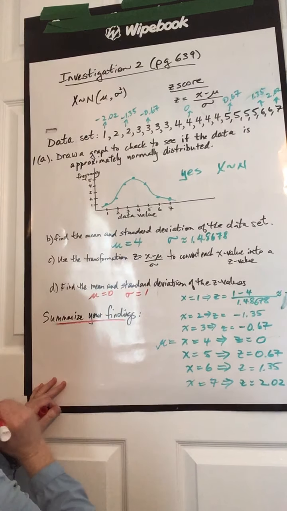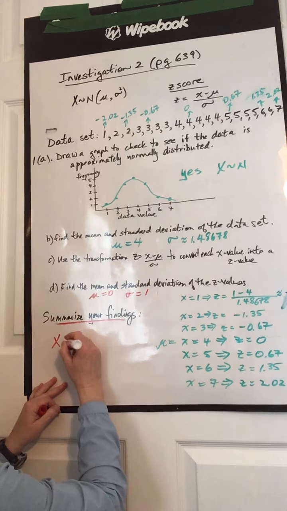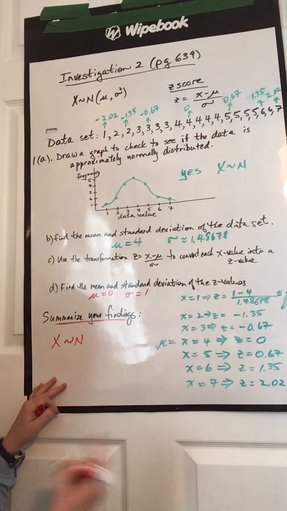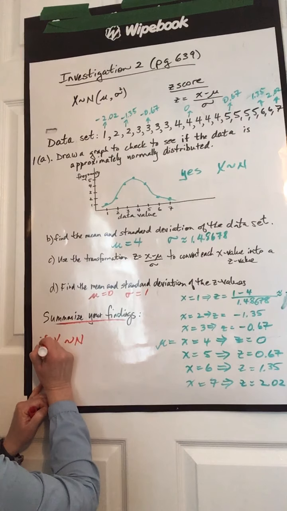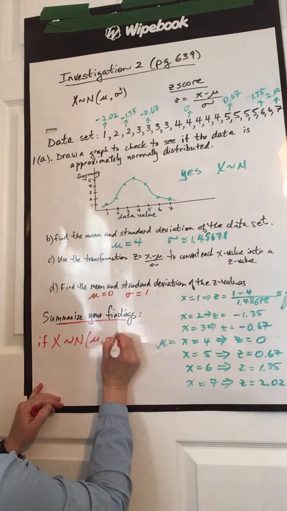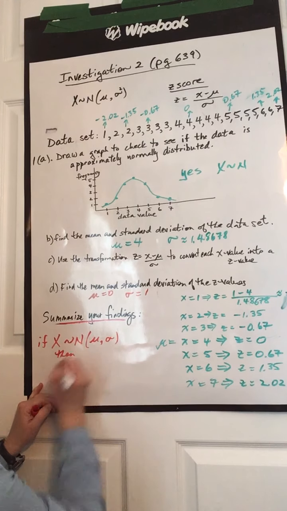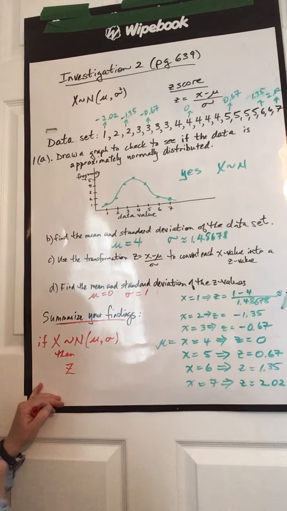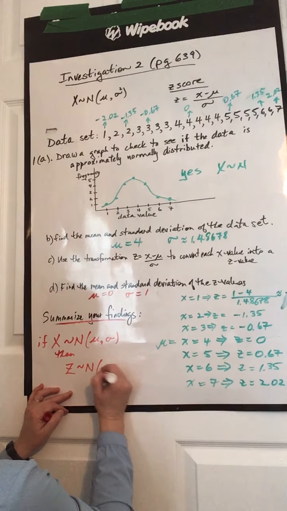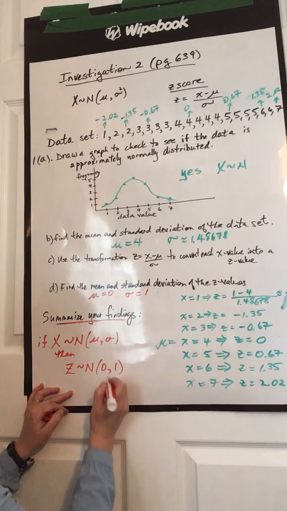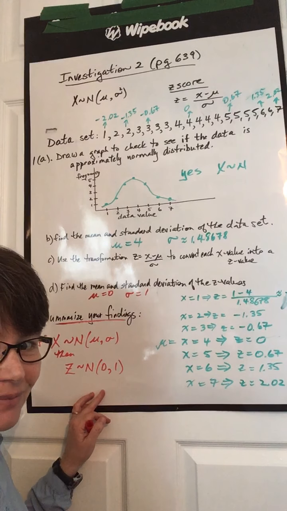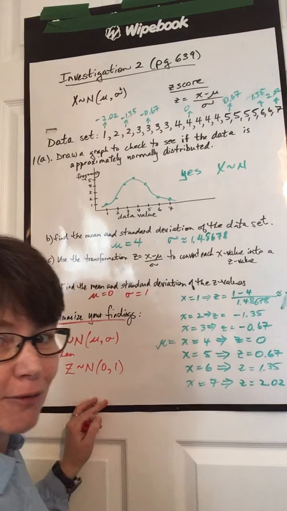And to summarize our findings, we've realized that x is distributed normally. So if x is distributed normally with a mean and standard deviation, then there's a z distribution that also exists where the mean will always be 0 and the standard deviation will always be 1. Okay, we'll be using this to solve problems.